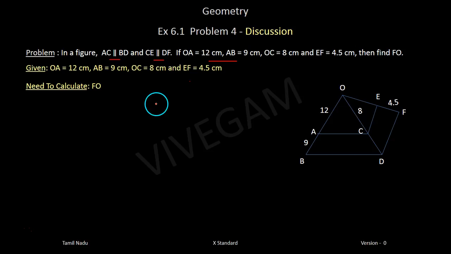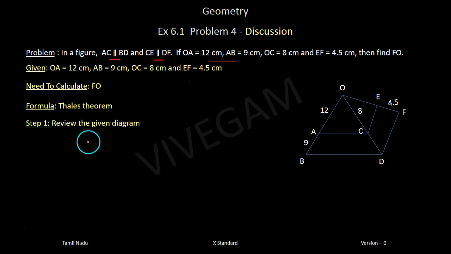So we need to calculate FO. Thales theorem is a formula which is applicable here. Step 1, first review the diagram. Only when you review the diagram, you'll be able to make out the parallel lines, and they are given 3 dimensions, from which you can calculate this. Once you calculate this, you'll be able to calculate this. When you review the diagram, you get the broad idea how to do the problem.